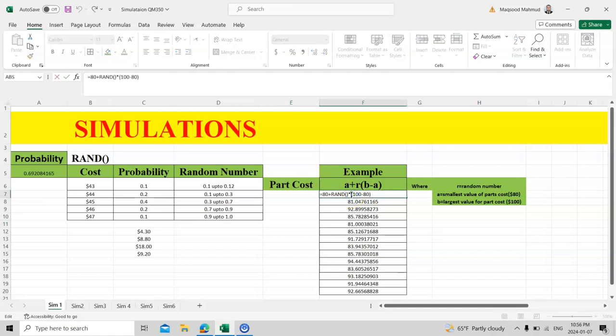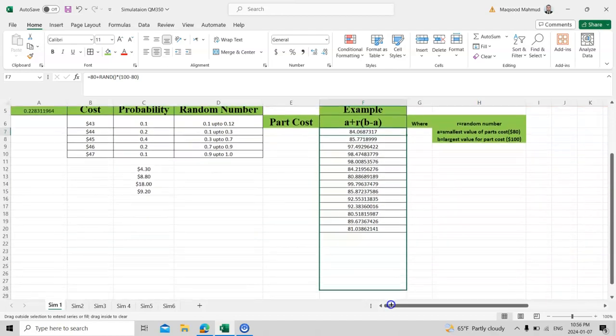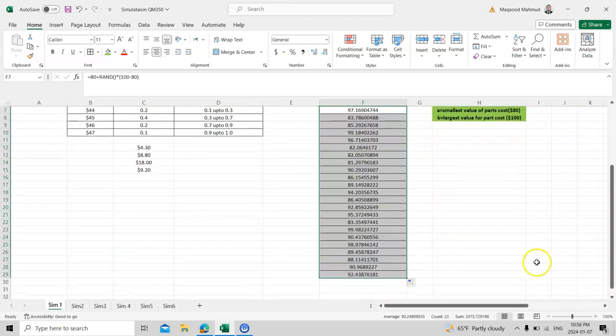The same formula: a plus r multiplied by b minus a. So b is 100 and a is 80, and then you apply a rand function, and a is the smallest value over there, right? With this variation, the approximate or simulated cost would be $84 at first, right? Then you can have different simulations. You can just drag it, and you will have a lot of values, right?